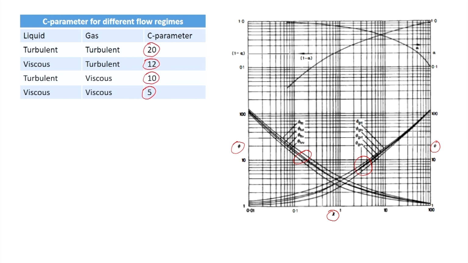Then the upper graph is for the void fraction alpha, which is also a function of the Martinelli parameter X. And this scale is for 1 minus alpha, and this scale is for alpha, and here we have this graph, which is for the void fraction alpha, and this graph gives 1 minus alpha.